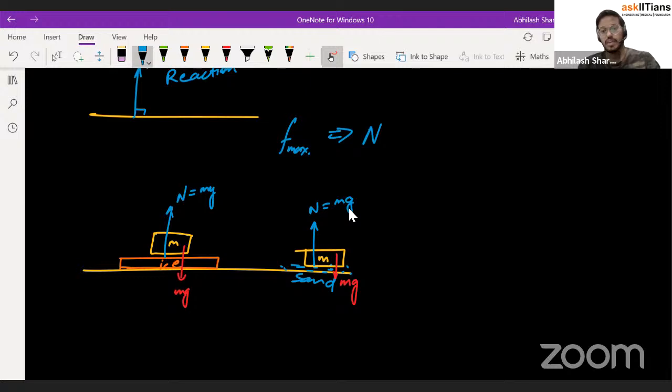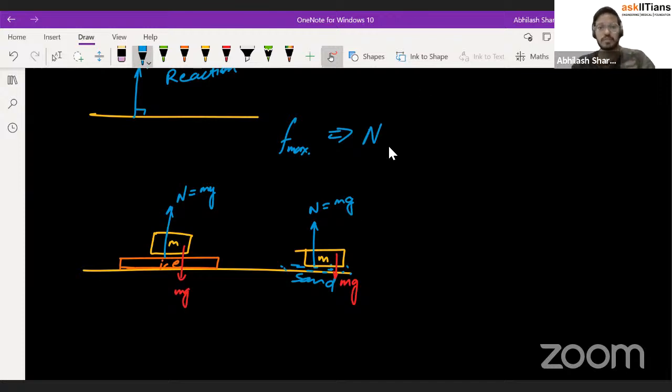So ideally, according to us, we should require equal effort to move them. But do you think that is the case? No. Which one will be difficult to move? Yeah, the one on the sand will be difficult and the one on the ice will be easy to move. On ice, it can slide very smoothly, isn't it? While on sand, it cannot.